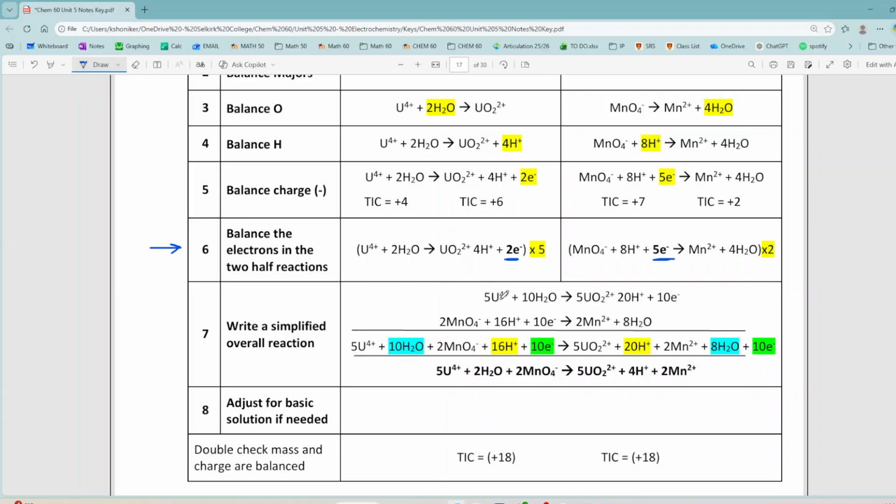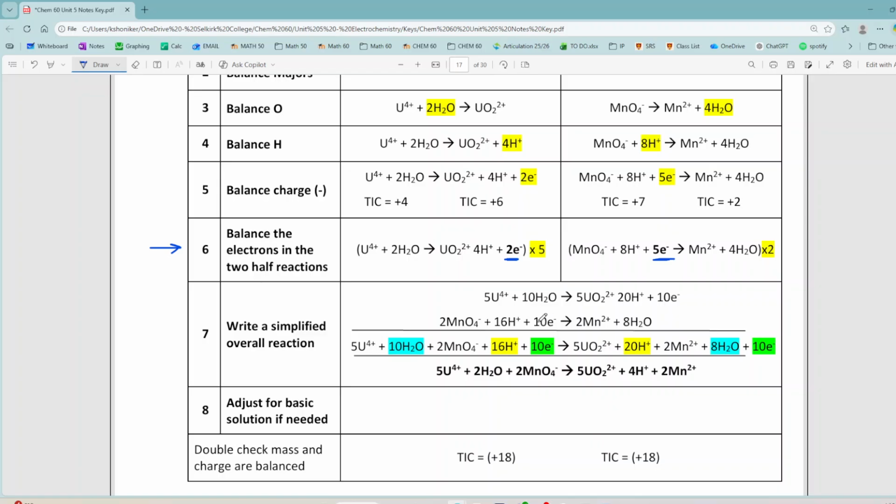So you'd end up with 5 U4+, 10 waters, goes to 5 UO2 2+, and 20 hydrogens. That's not 2 hydroxide plus, it's 20 hydrogens, and then 10 electrons. And then the other reaction we'd multiply by 2. So you have 2 MnO4-, 16 hydrogens, 10 electrons, 2 Mn2+, and 8 waters.